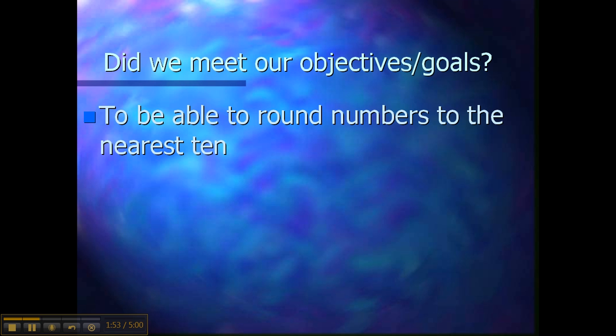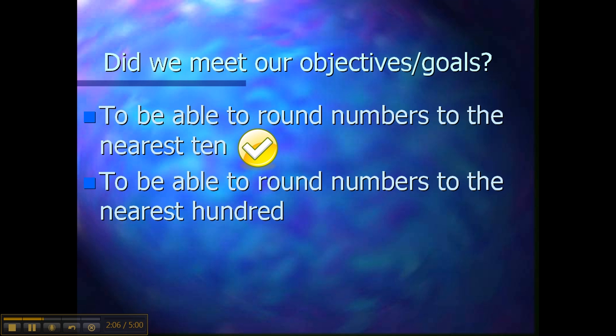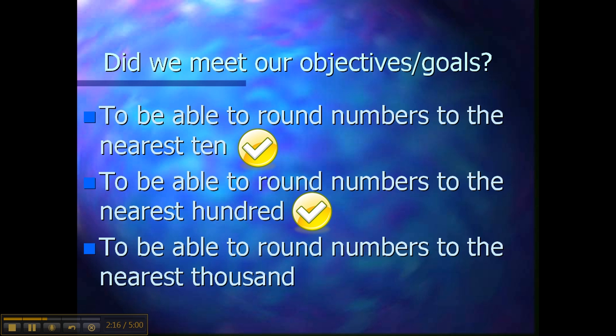Boys and girls, did we meet our objective and our goals today? Did we practice, and were you able to round numbers to the nearest 10? Yes, we did. We practiced those, and I know that you will have a great time finishing up tonight's homework. Always replay the video if you need any help, and also any questions tomorrow when we do our homework review. To be able to round to the nearest 100, we also covered that today. And our last goal or objective is we were able to round to the nearest 1,000, boys and girls.